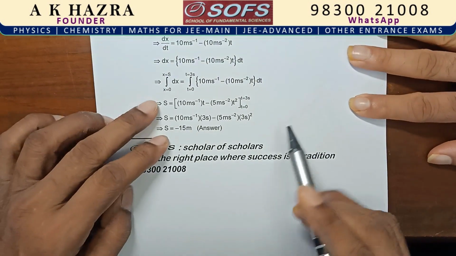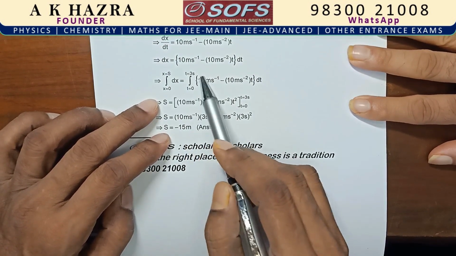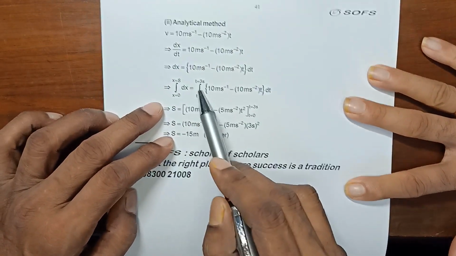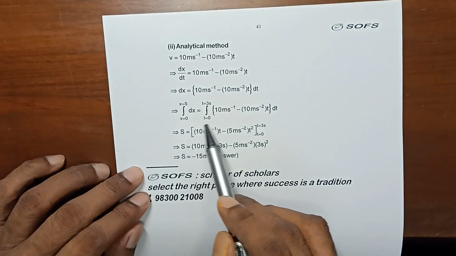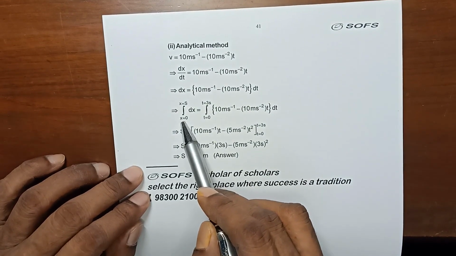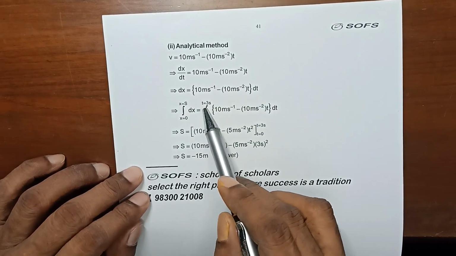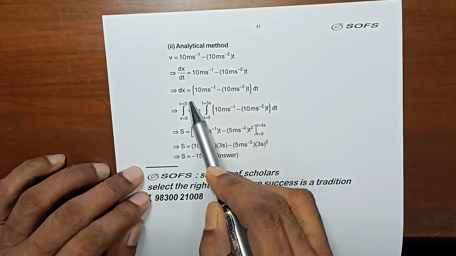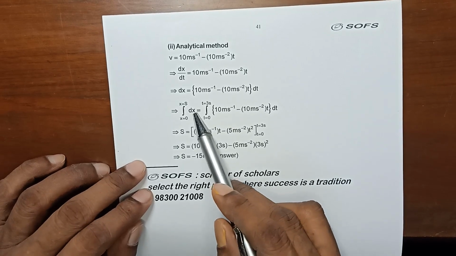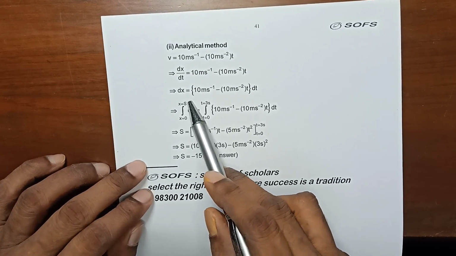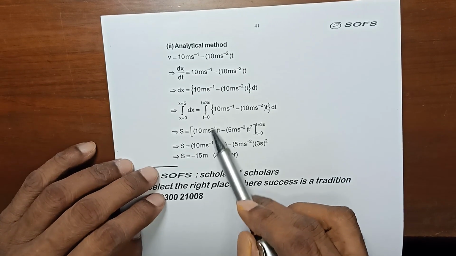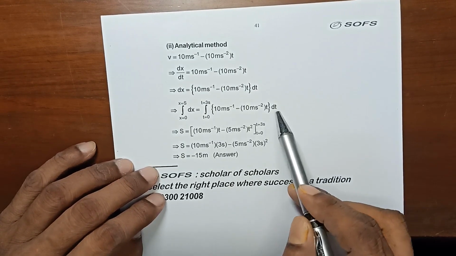Now ready for integration. You can integrate separately or you can integrate totally. So totally integrated. At t is equal to 0, x equals 0, given and that we have chosen. And when t is equal to 3 seconds, x equals s. s is the required displacement from the origin. So for dx, upper limit s minus 0, so simply s. In this case, 10 meter per second is taken out. Integration of dt means what?